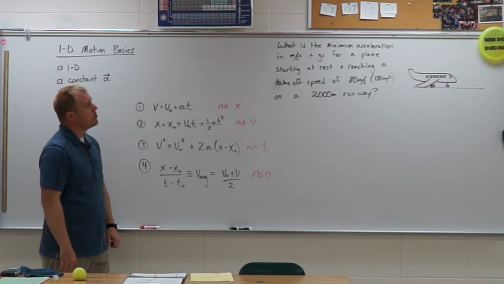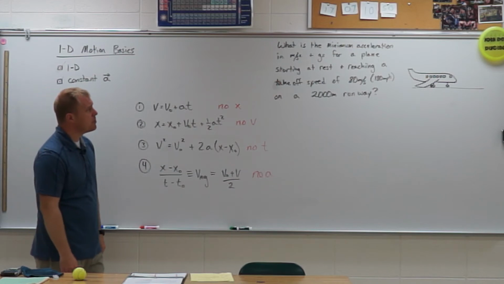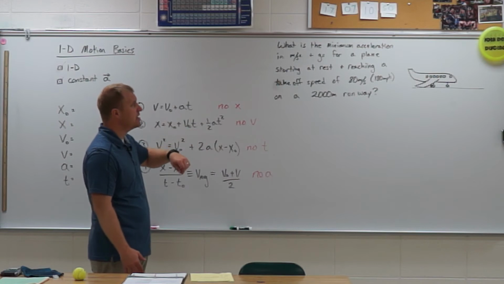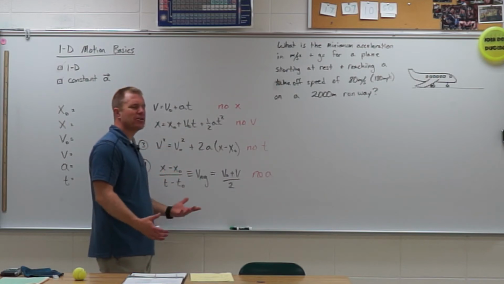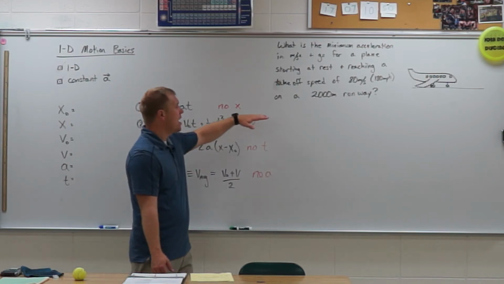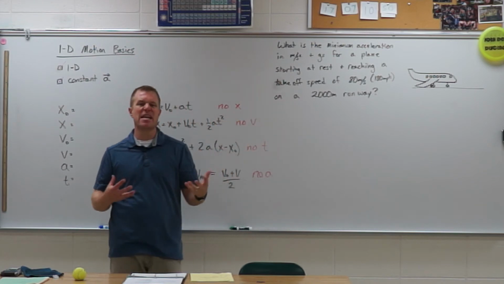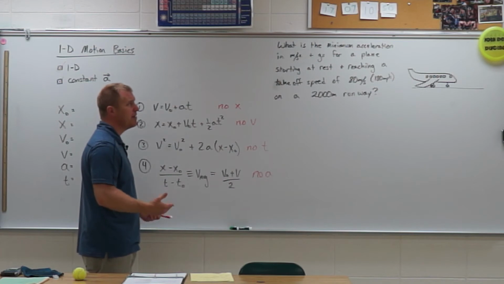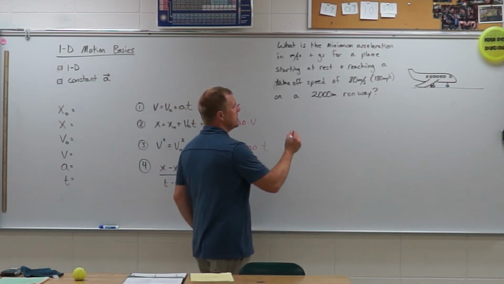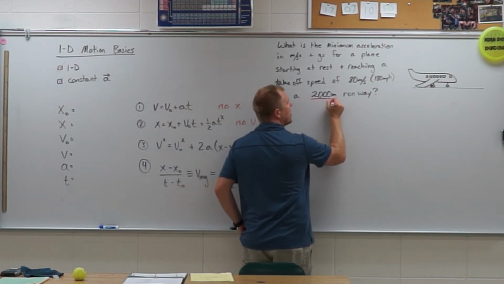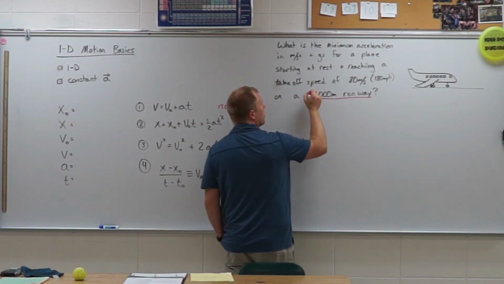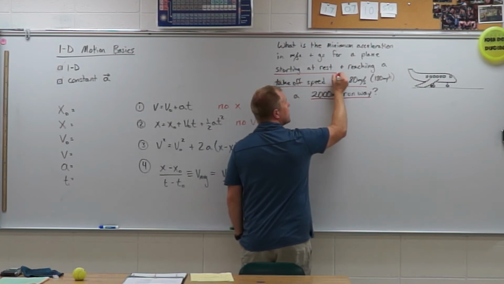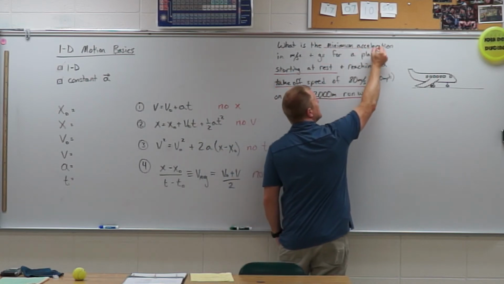So let's give one a try. What is the minimum acceleration in meters per second squared and g's for a plane starting at rest and reaching a takeoff speed of 80 meters per second, about 180 miles an hour, on a 2,000 meter runway? So what's the minimum acceleration needed? All right, so the first thing I want to do is list my variables. Okay, so let's think about this. This 2,000 meter runway, or takeoff speed of 80 meters per second. Starting at rest, and then minimum acceleration.